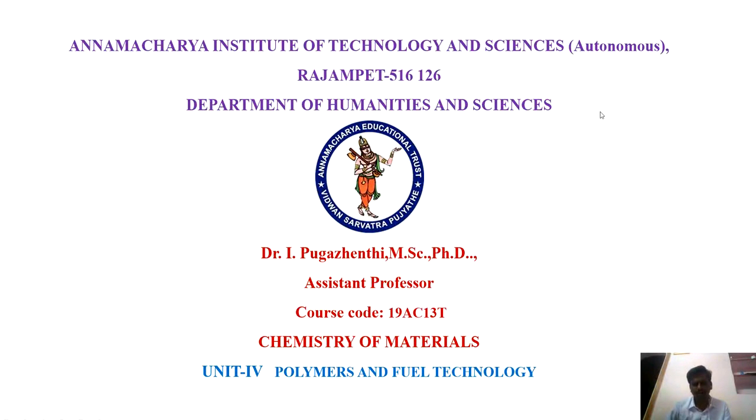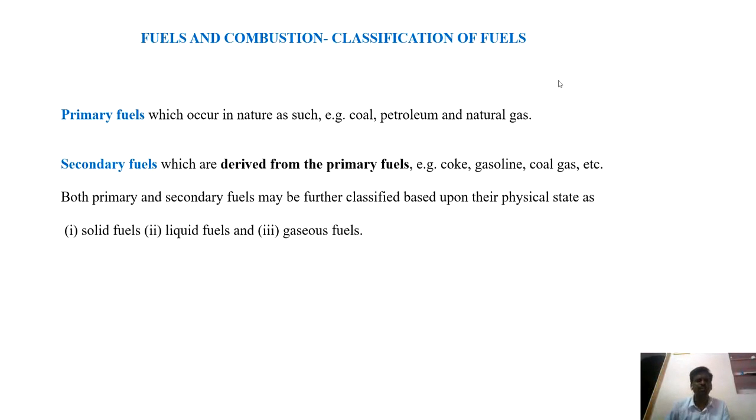In this session, we have to discuss petroleum and the refining process. First, we have to classify the fuels. Primary fuels which occur in nature, that means petroleum and natural gas, are available in the Earth's crust. Directly we are obtaining them from nature, that is called primary fuels.